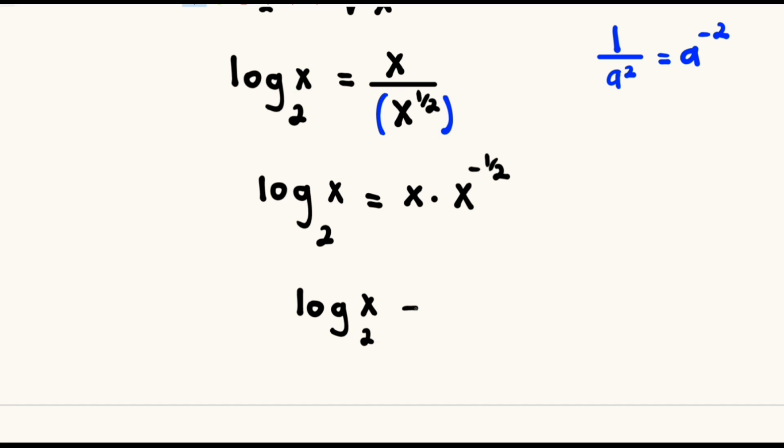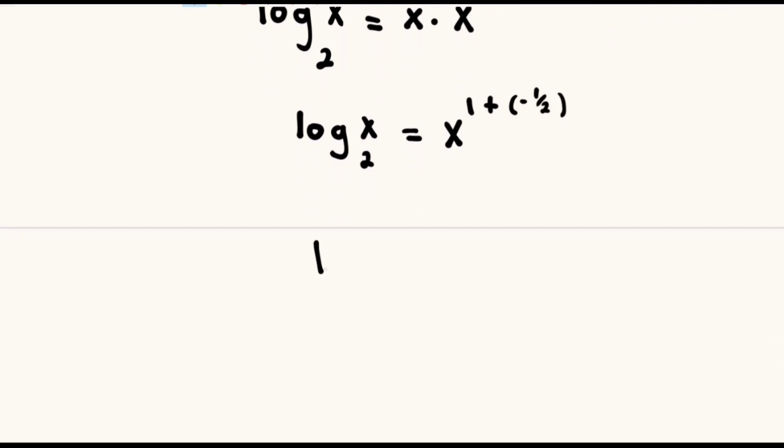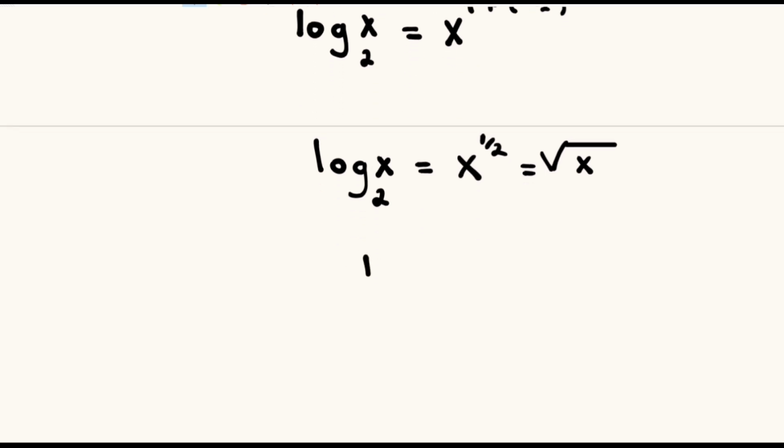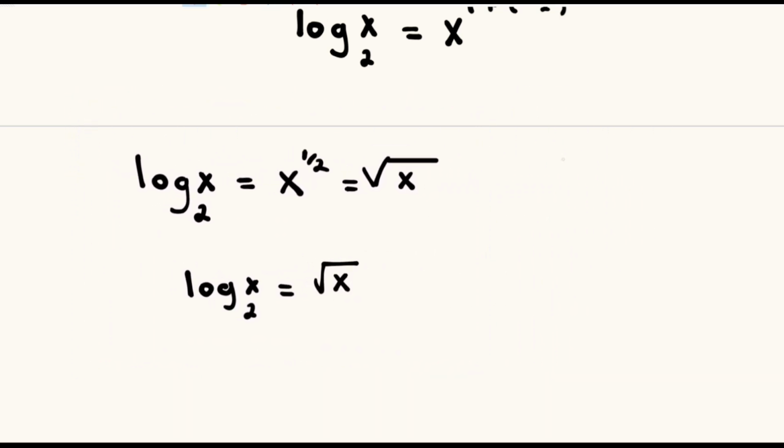The log of x base 2 will equal, so the bases are the same, so we add the exponents, 1 plus negative 1 over 2. The log of x base 2 will equal x raised to the power 1 plus negative half, which will equal half, and we can express this as the square root of x. So the log of x base 2 equals the square root of x.